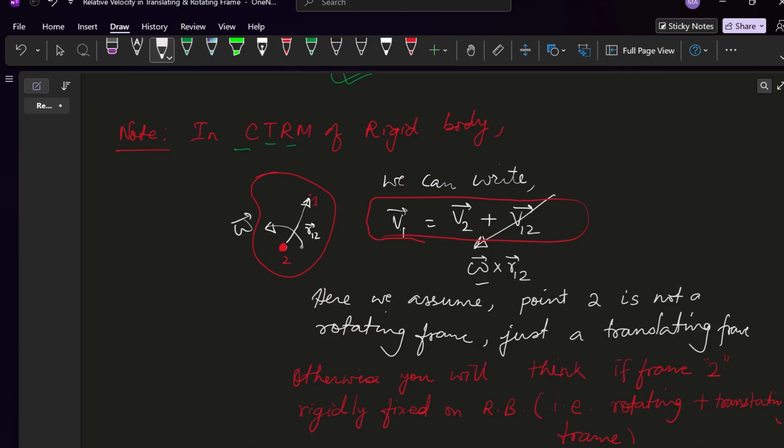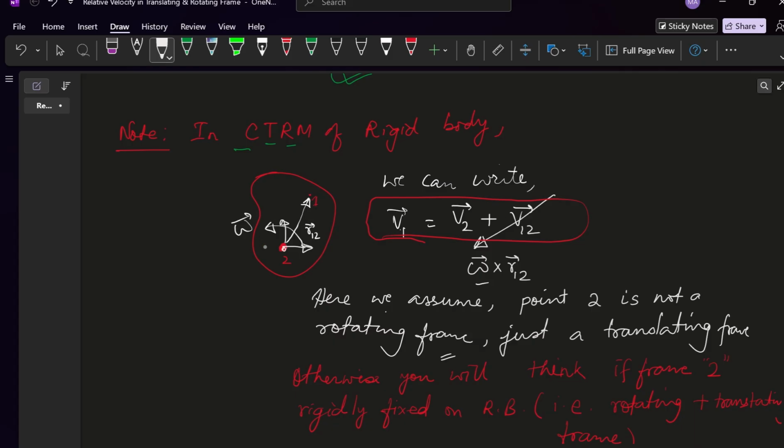So what I mean to say is that here point 2 is not a rotating frame. If it had been rotating, he would all the time see 1 to be at rest. So we are assuming that 2 is translating. It means the orientation of the coordinate system attached to 2 is not changing. If this is not changing, it means the line joining 1 and 2 will keep on rotating with the same omega, right? As the angular velocity of the rigid body.